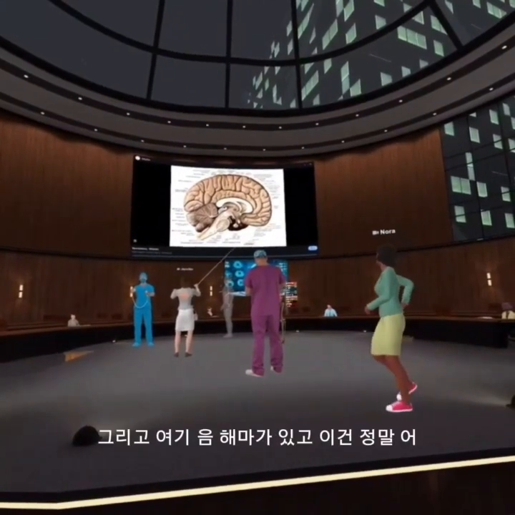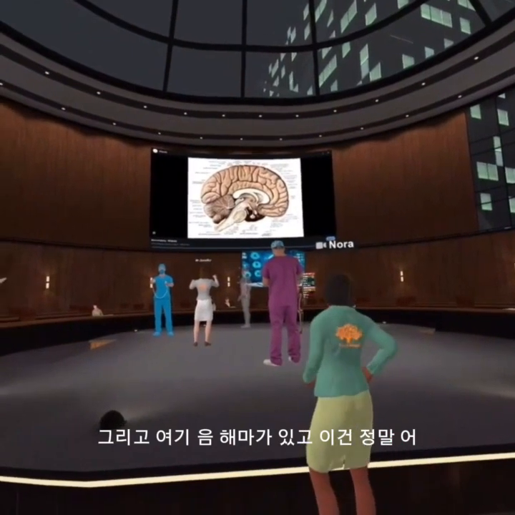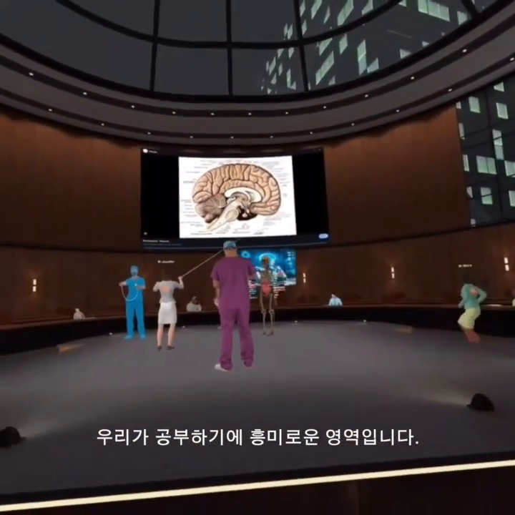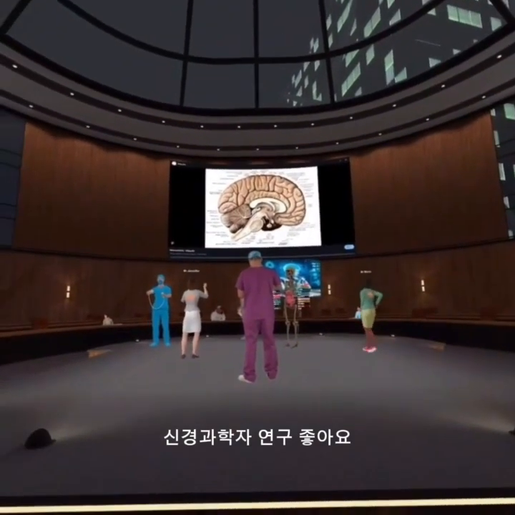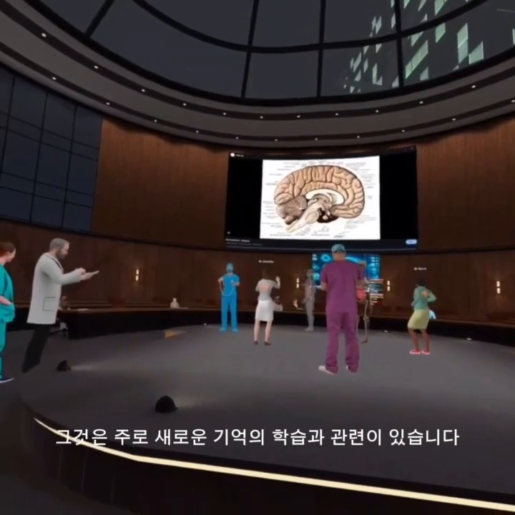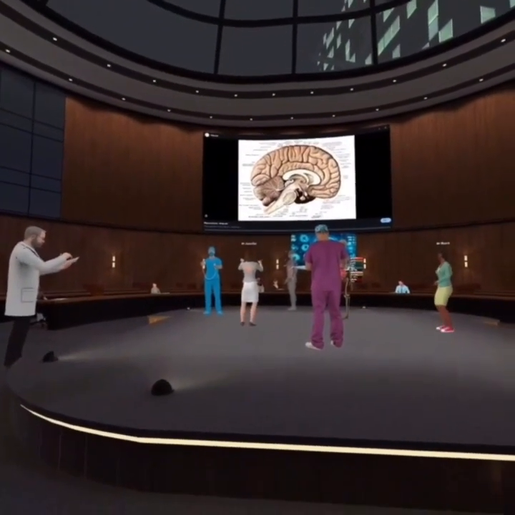Okay, and here is the hippocampus, and this is an interesting area for neuroscientists to study, as it is largely involved with learning of new memories. It's a very hot field to learn about.